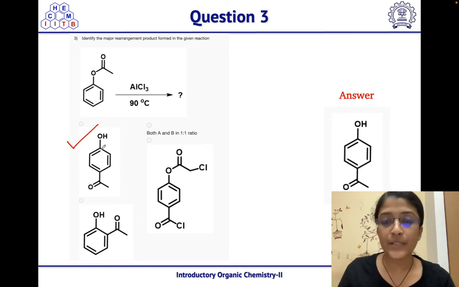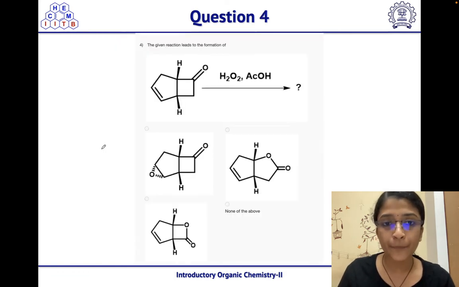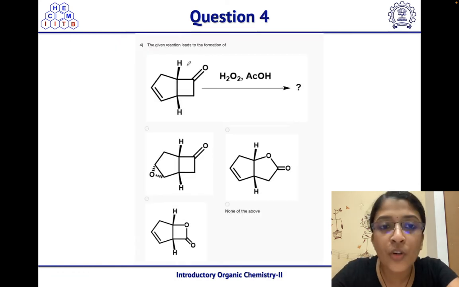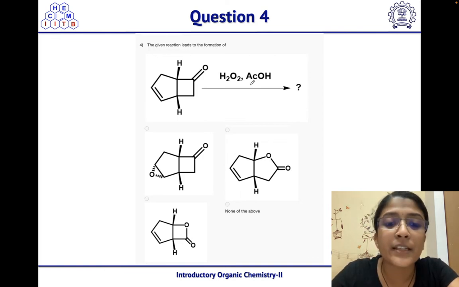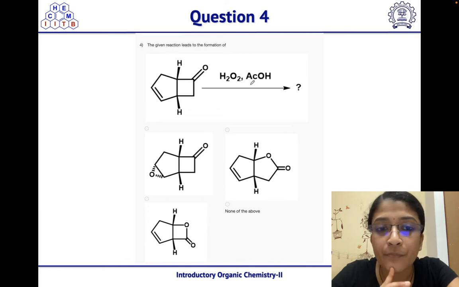If there are no doubts, we will go to question number 4. Coming to question number 4, the given reaction leads to the formation of... we have a substituted cyclobutanone, and we are treating it with H2O2 and acetic acid. A famous rearrangement reaction is taking place here. Does anyone have any idea what that rearrangement is?